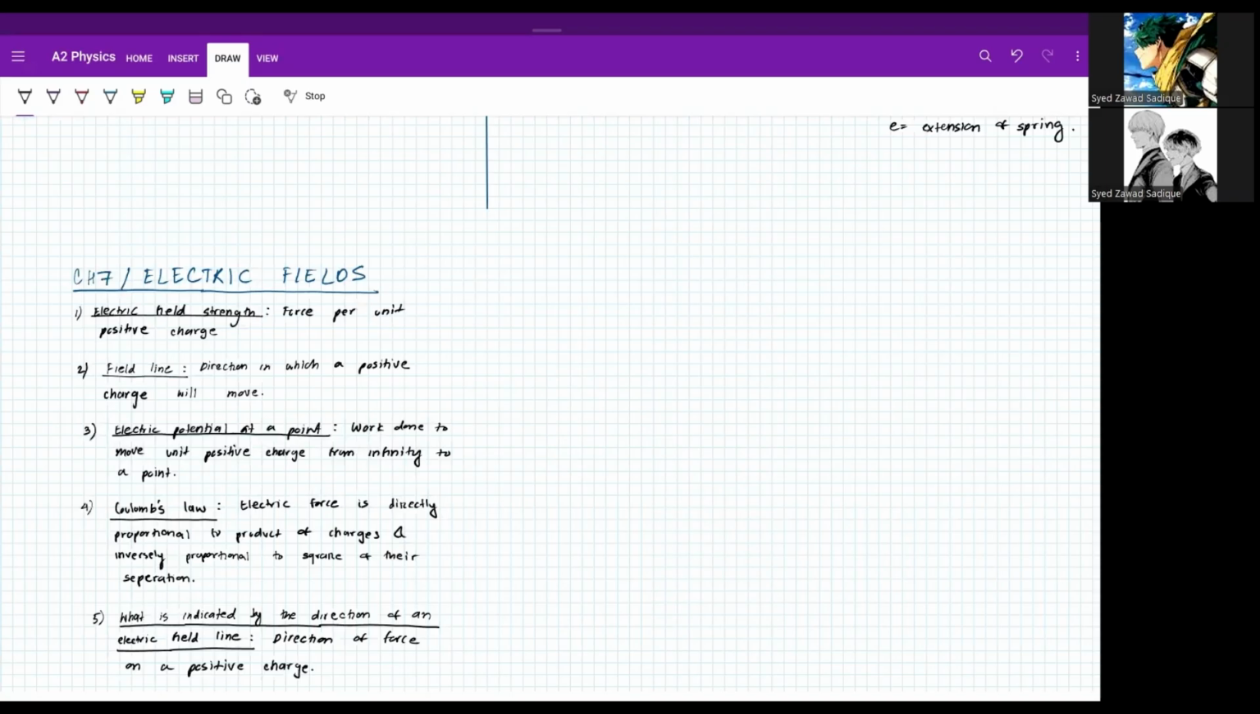Now, I wish the concepts were as small as these definitions, or these questions are. But no worries, we will still go through them.